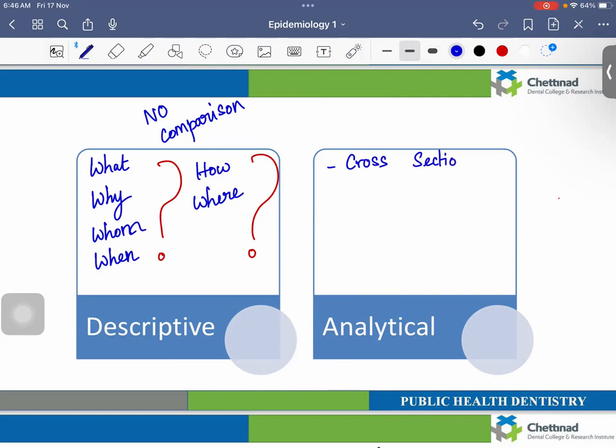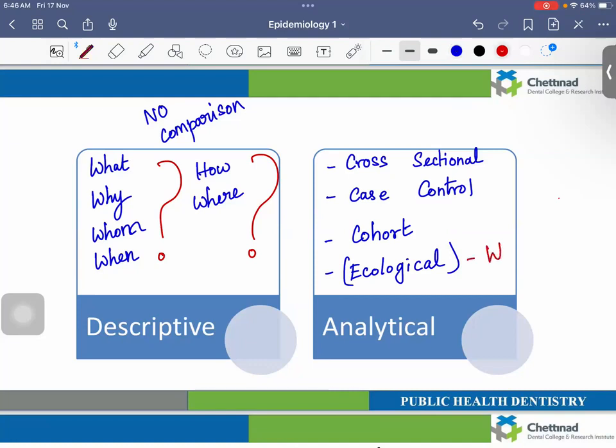cross-sectional. Next is a case control. The third being cohort. Actually, there is something called a fourth, okay. But the ecological study design is the weakest study design that gives the weakest evidence. So we usually do not comment on it. We usually comment only on the first three that have the moderate to strong evidence being given from an analytical study design. So basically, there are four types. Ecological design in an analytical study being the weakest.